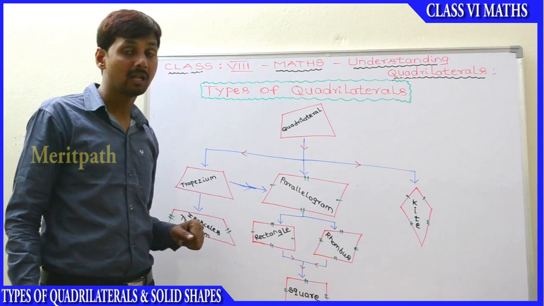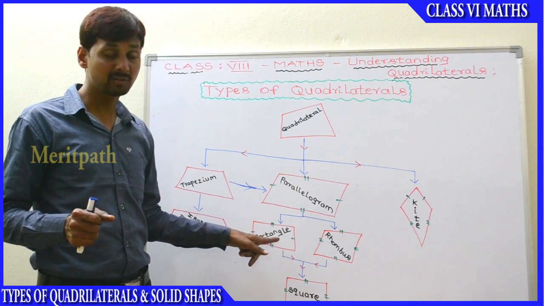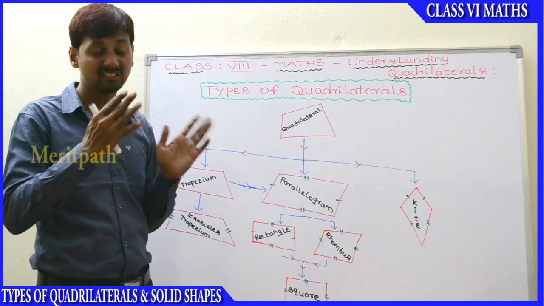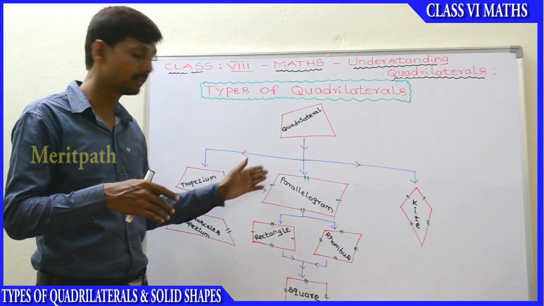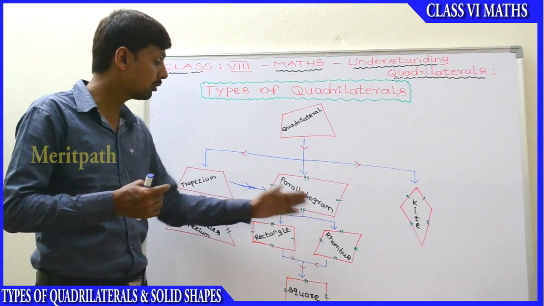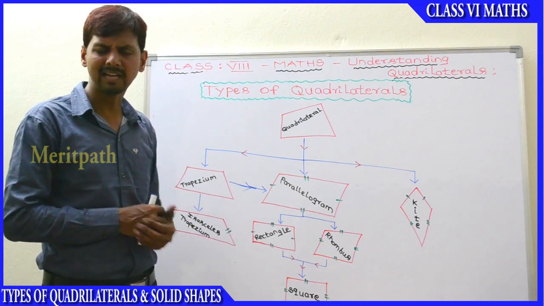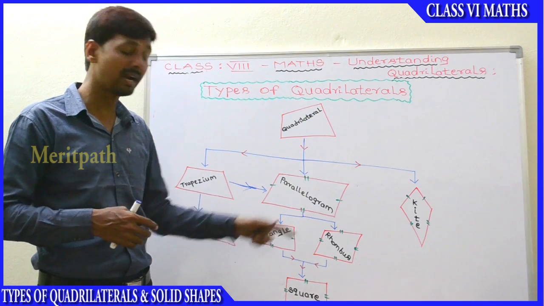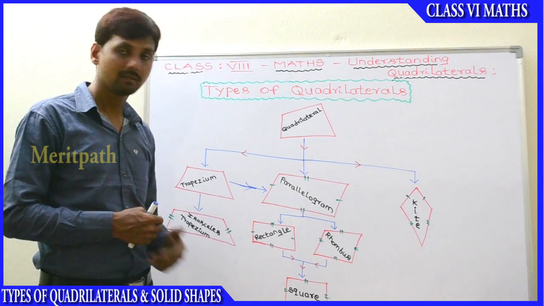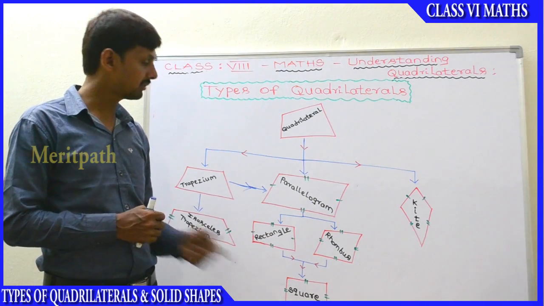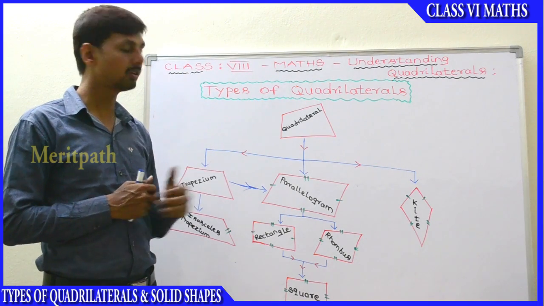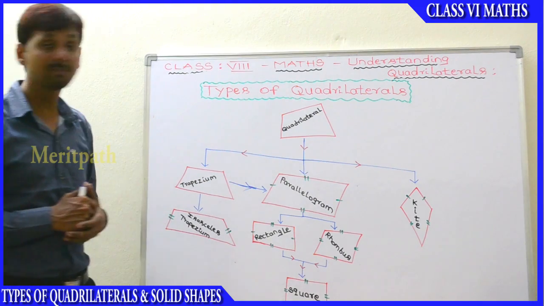In a parallelogram, if each angle is 90 degrees, then it becomes a rectangle. In a parallelogram, if all the sides are equal, we call it a rhombus. In a rectangle, if all the sides become equal, it becomes a square. If each angle of a rhombus becomes 90 degrees, then it becomes a square. And there is another situation: if adjacent sides are equal, we call it a kite. So these are the types of quadrilaterals.